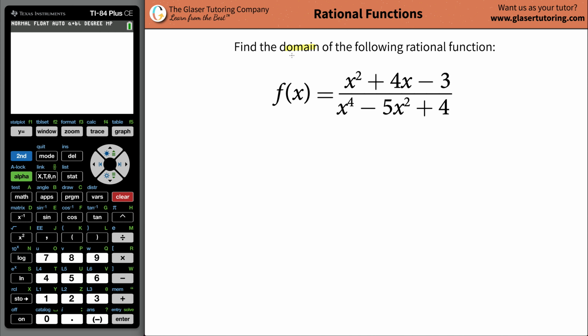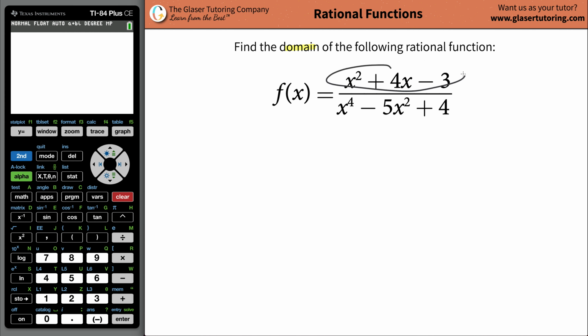So the first thing is, whenever you're trying to find the domain, you have to ask yourself the most important question: are there any values of x that I cannot plug into this function, or that will make this function do some wacky things? To answer that question, you want to analyze the numerator, then the denominator, and then the function overall.